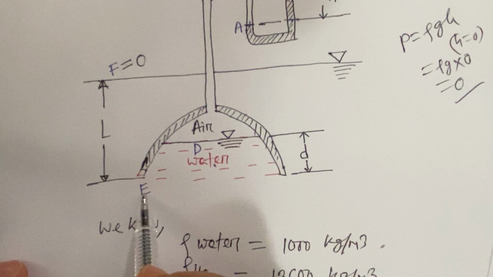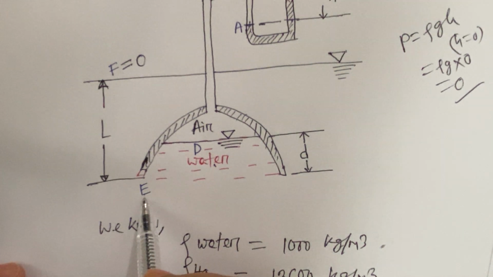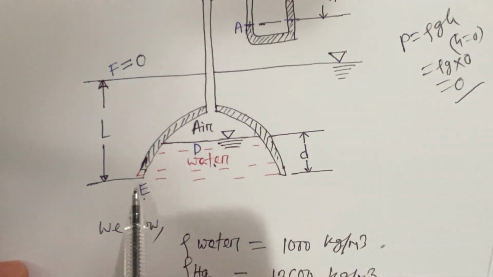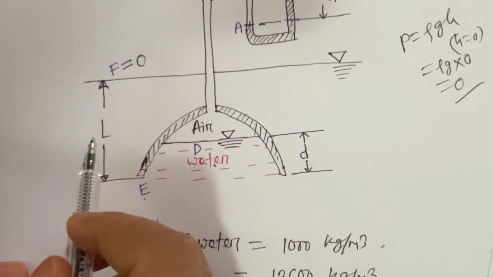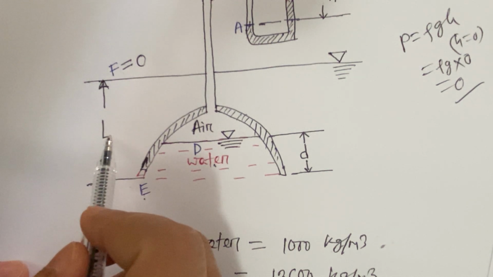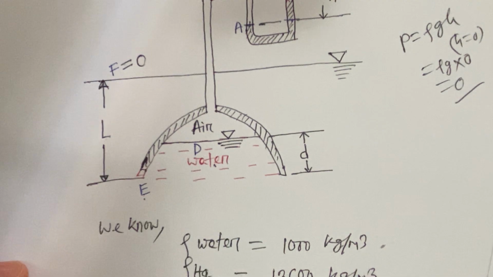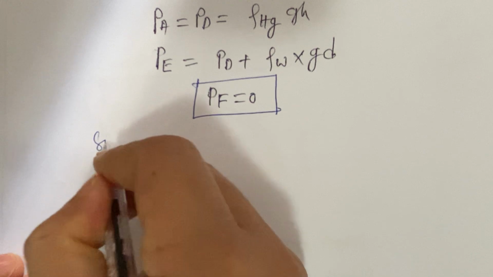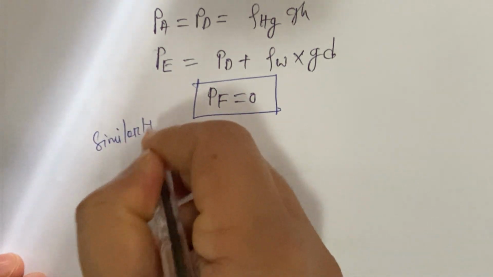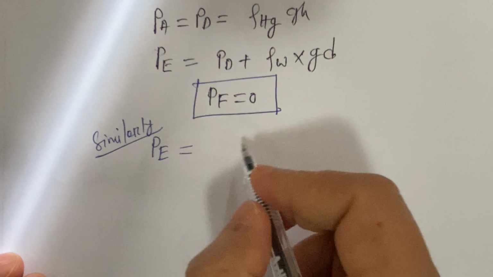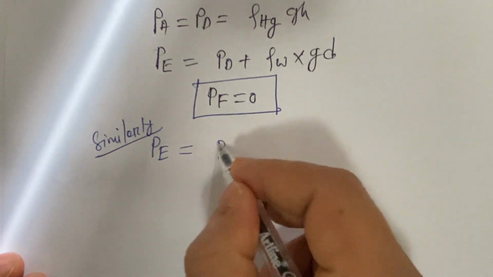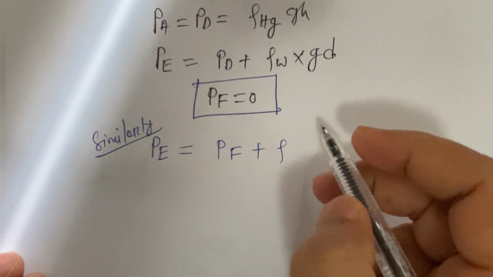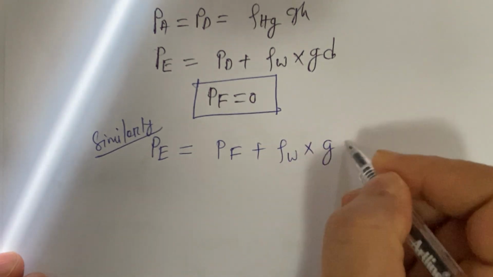Can we write the pressure at E? If we consider the left hand side, can I say the pressure at E equals the pressure at F plus rho g L? Yes, we can. This is the height L. So similarly we can say pressure at E is equal to the pressure at F plus rho, definitely the water, gravity, and L.